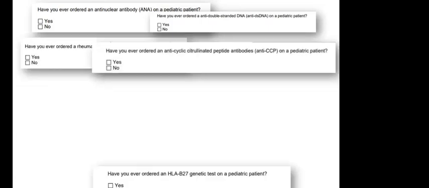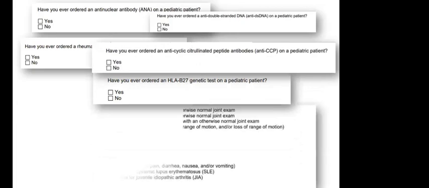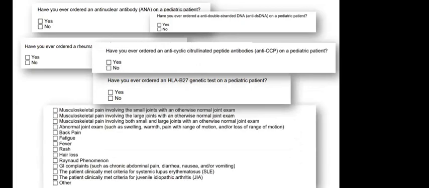And this was the questionnaire. It consists of some questions like, have you ever ordered an ANA? Answer yes or no. Have you ever ordered anti-double strand, anti-CCP, rheumatoid factor? And they give the doctor a list of possible reasons to order these tests.